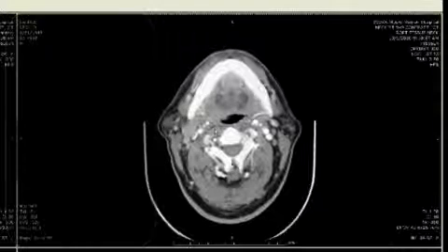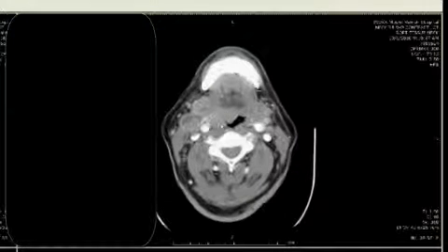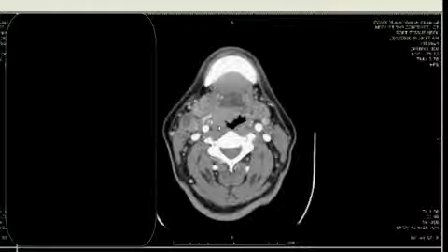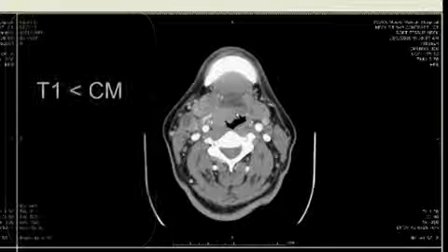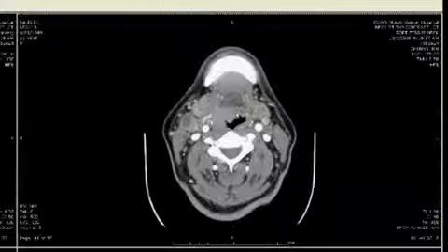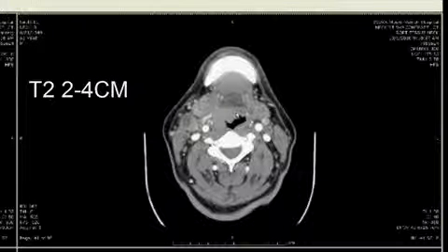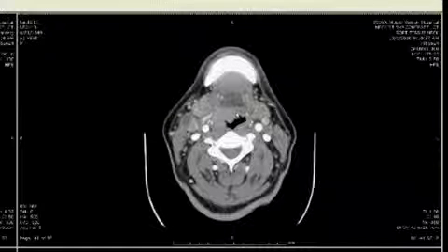In this case, because of the large size of the mass, we're going to have to measure it in order to understand the T-staging. T-staging of oropharyngeal cancer is based on the size of the mass, with T1 less than 2 centimeters, T2 2 to 4 centimeters, T3 greater than 4 centimeters. So we would measure this in both the axial transverse plane as well as the AP plane.